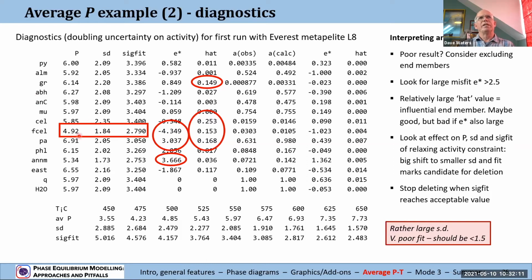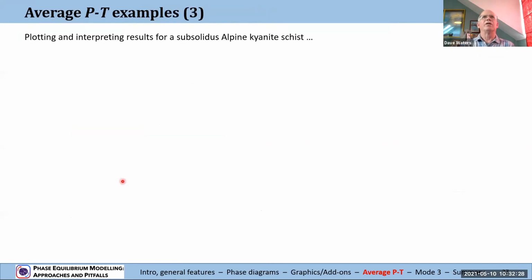And this one in particular has changed the pressure and reduced the standard deviation very markedly, and the fit very markedly. So that's the prime candidate for our first deletion. In fact, I ended up deleting paragonite as well, and then I got a reasonably good result.